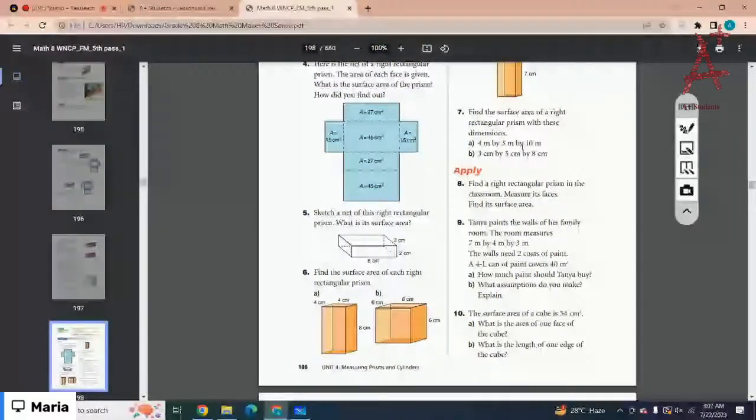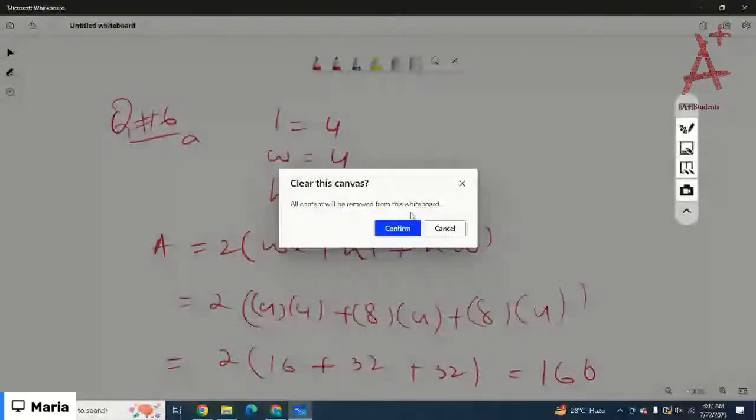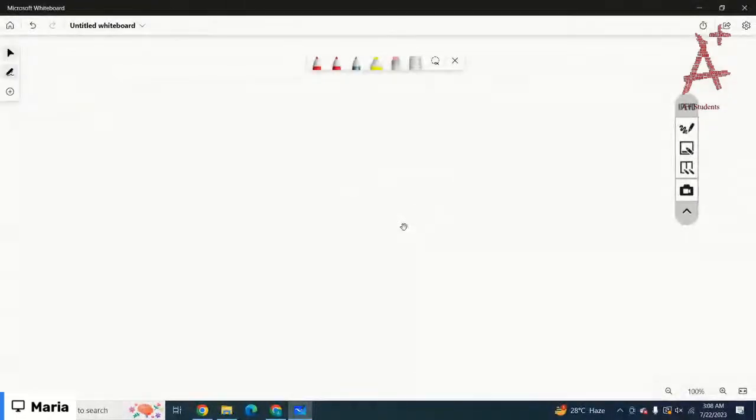Okay, the room measures 7 meter, 4 meter, and 3 meter. 7, 4, and 3. Okay. Which question is it? 9, I think. Question number 9.